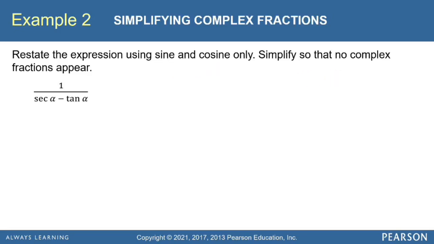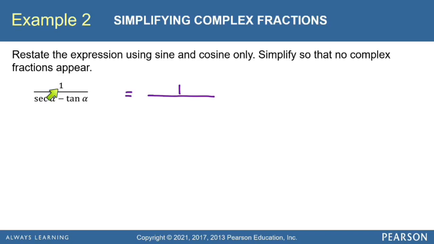Simplify so that no complex fractions appear. And we have 1 over the quantity secant of alpha minus tangent of alpha. Now we know that secant of alpha is a term of the denominator because of the minus sign. And because secant of alpha is a term, we cannot use a reciprocal identity to restate secant of alpha in the denominator as cosine of alpha in the top. But what we can do is create a complex fraction.